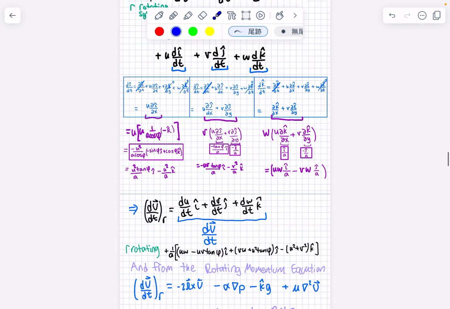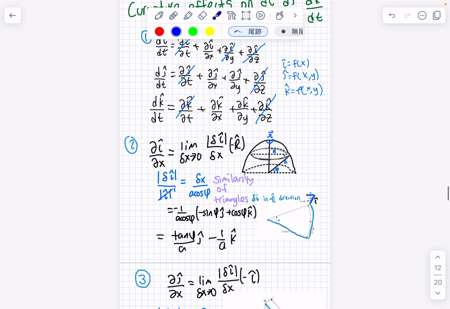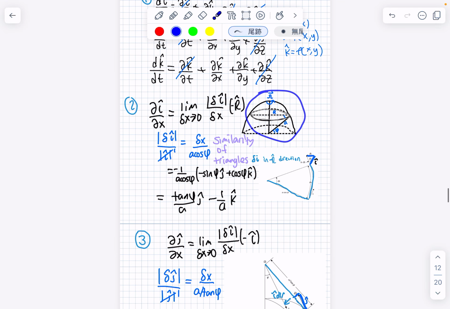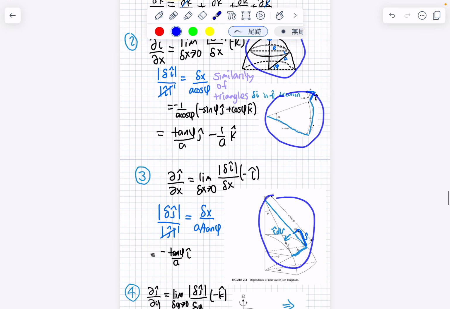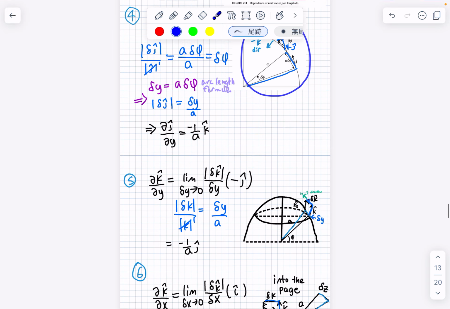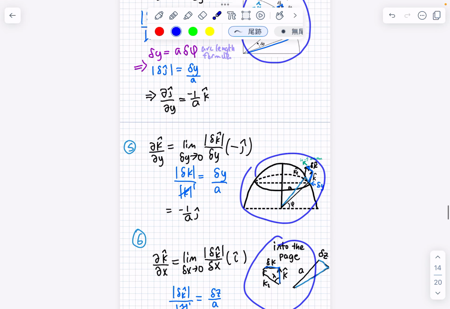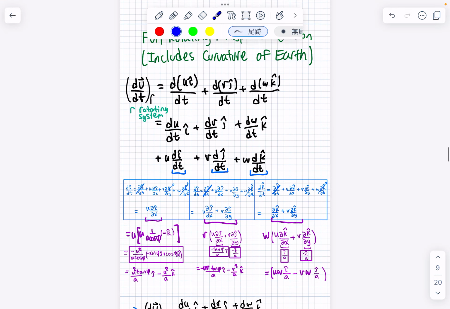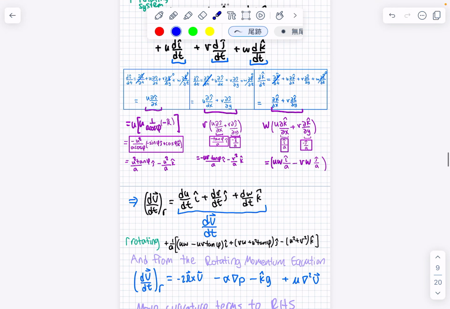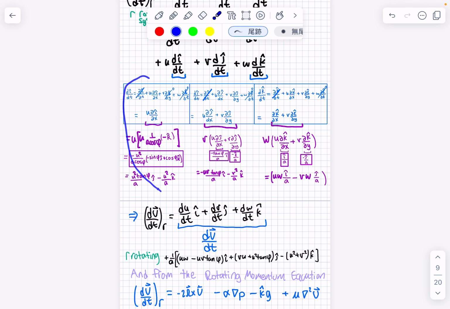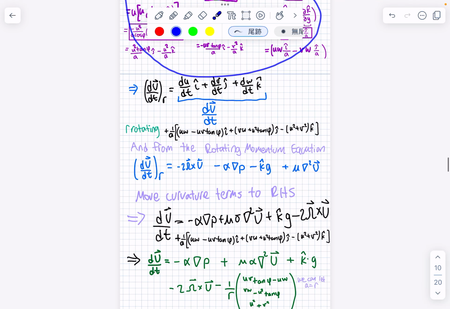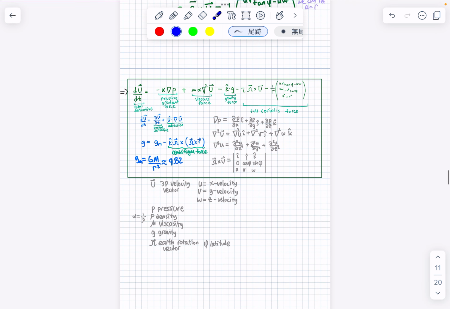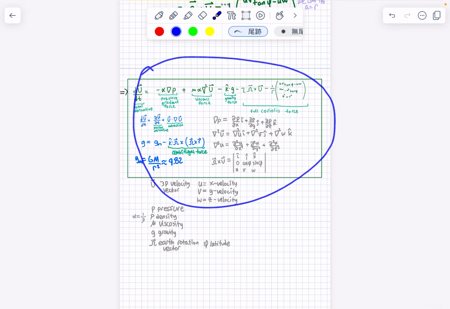So you have to be able to visualize what the Earth looks like and segment out different directions, then use the similarity of triangles, and in some cases the arc length formula, and you will come out with this solution. And you'll get a very amazing equation like this.